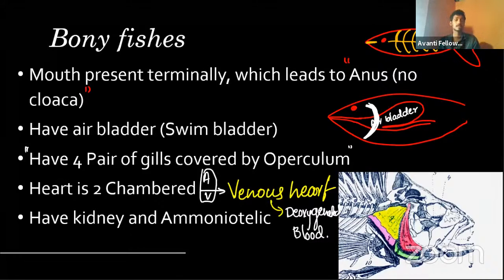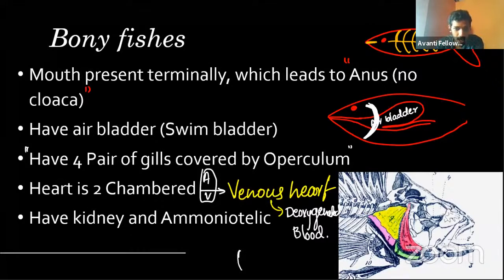Remember, this question may be asked: which organism will have the venous heart? The correct answer is fishes. It may be any fish. Fishes will have the venous heart, meaning the heart is filled with deoxygenated blood only. Venomous and venous are completely different words. Venous heart means the heart is filled with deoxygenated blood. I will explain once again.